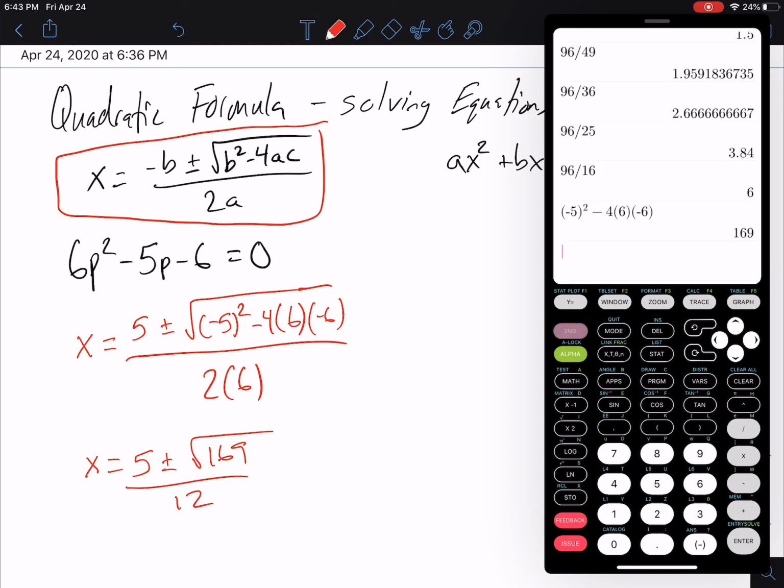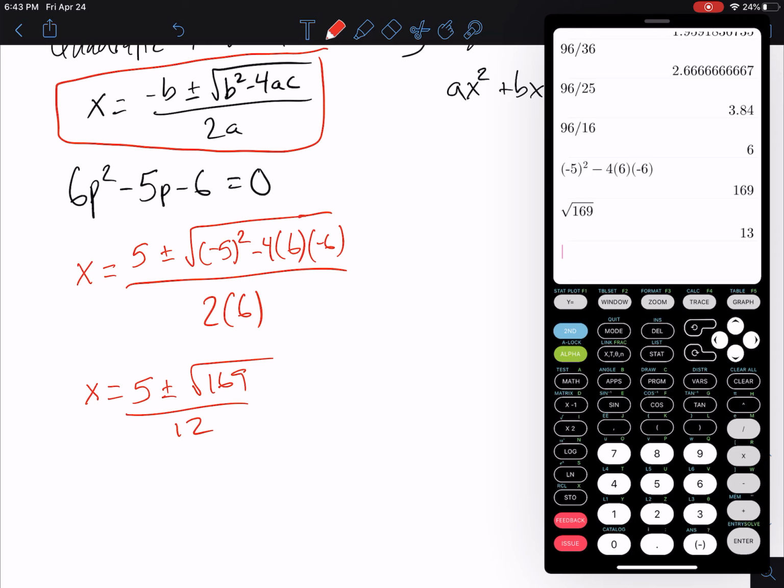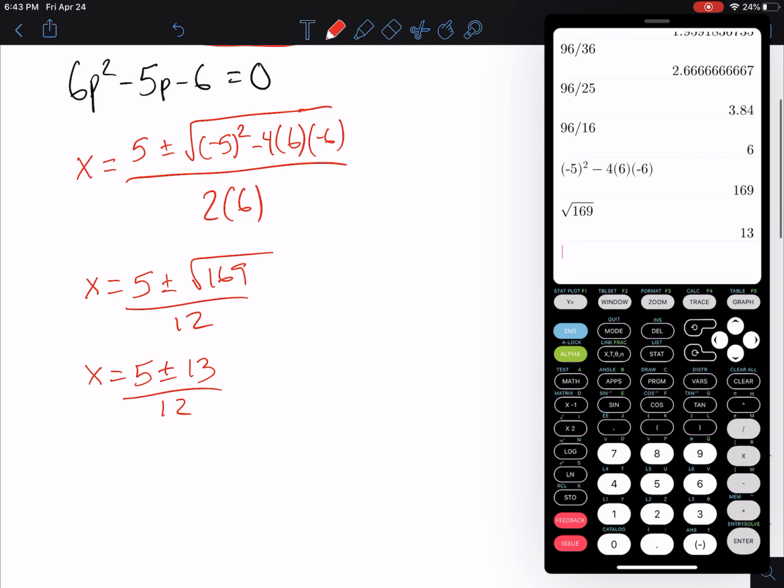Now, maybe you remember this from our perfect square video, but the square root of 169 is actually a perfect square. It's 13, meaning we're going to get x equals 5 plus or minus 13 over 12. Now, there is no radical here. Don't leave this answer in simplest radical form. You've gotten something that you could do the math on. It was a perfect square. So since you can do the math on it, we want to see you do the math, and Delta Math is going to require you to do that math.